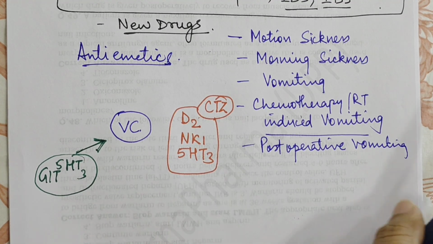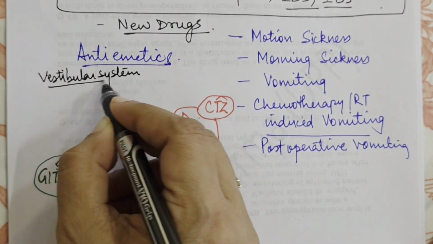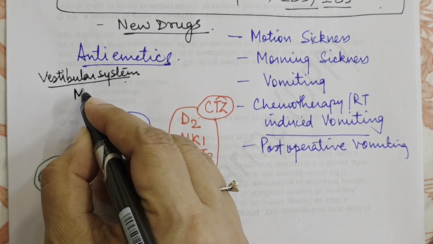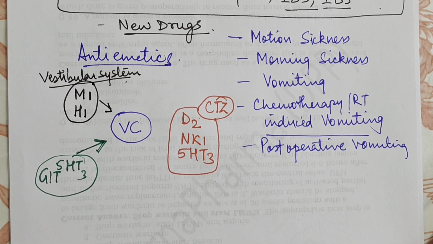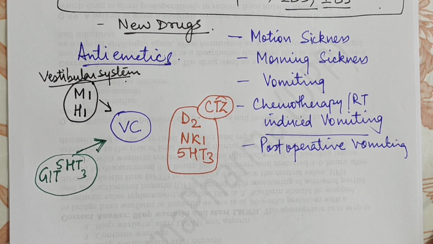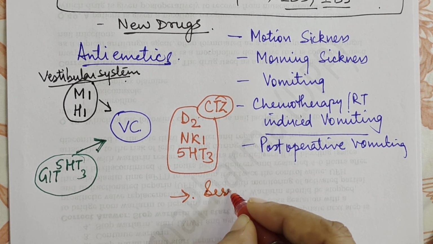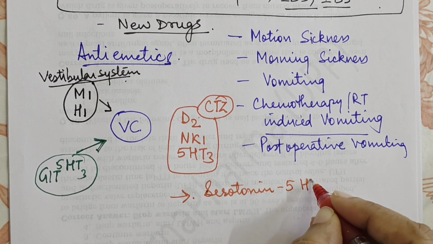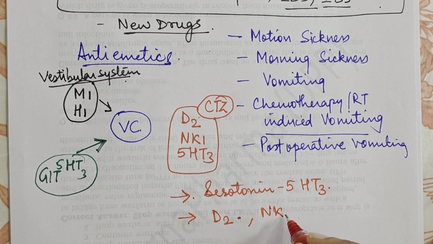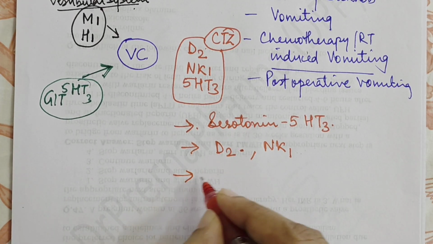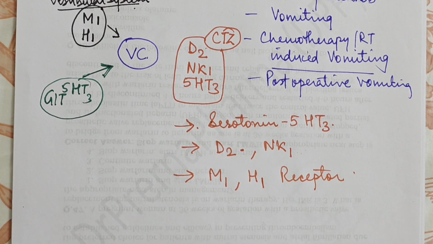Okay, then we have the vestibular system, which is related to our ear. Vertigo or disturbances in this vestibular system also result in vomiting. There the receptors which play a role are M1 and H1. They also stimulate this vomiting center, and so they play a major role in motion sickness. So what are the major receptors or neurotransmitters? One is serotonin, that is 5-HT3. Then we have dopamine, that is D2. We have NK1, and we have muscarinic M1 and histaminic H1 receptors also.